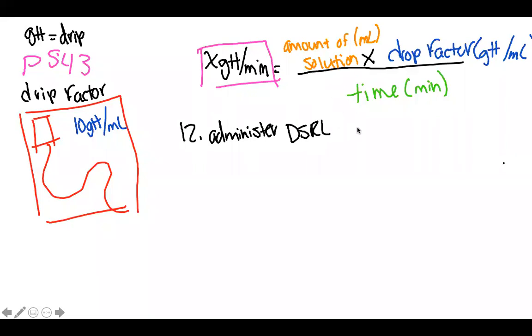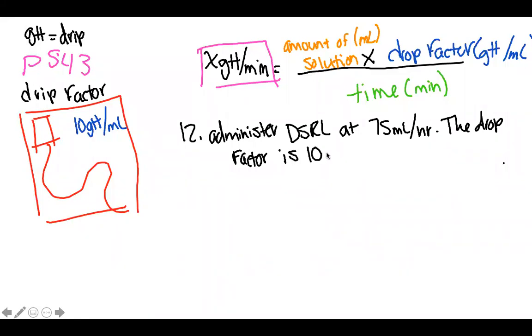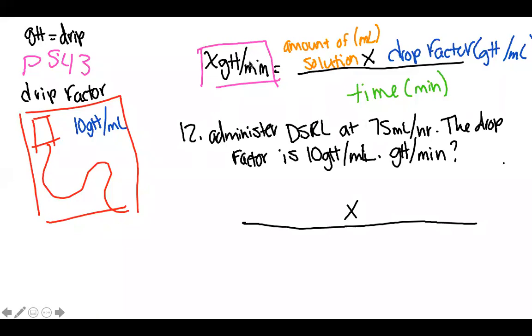So administer D5RL at 75 mL per hour. The drop factor is 10 drops per mL. And it's asking you to calculate the flow rate, so calculate GTT per minute. So here we go. What is the amount of solution in mLs? What in that problem says mLs? So where is it in this problem that it says mLs? That's going to be the first part of our equation. Very good.